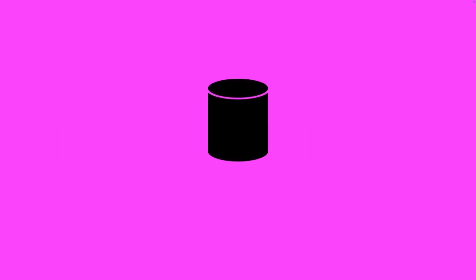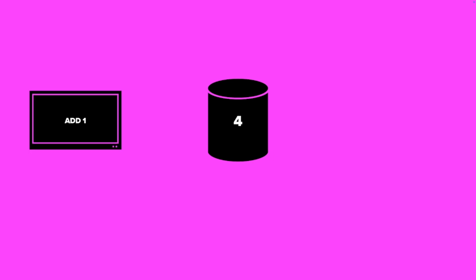So let's assume you have a data source, and this data source contains an object of the value 4. And let's say on the side, there is a process called add1, whose purpose is to add 1 to the value that is supplied to it from the data source and update the data source. So add1 can access the data source and it can return a value to the data source.